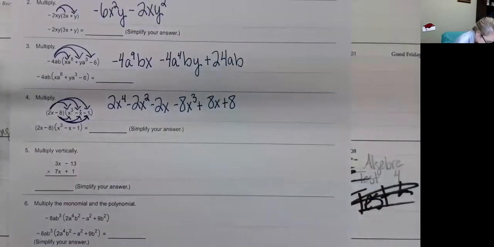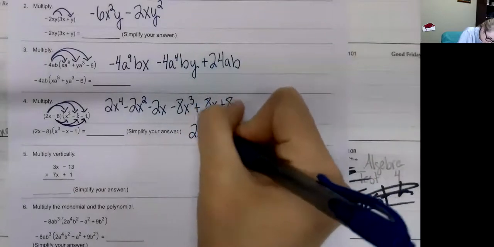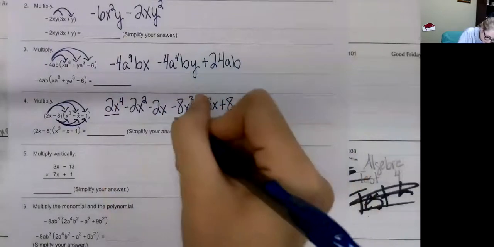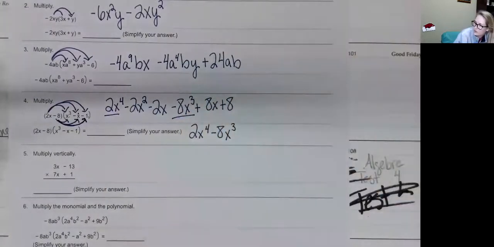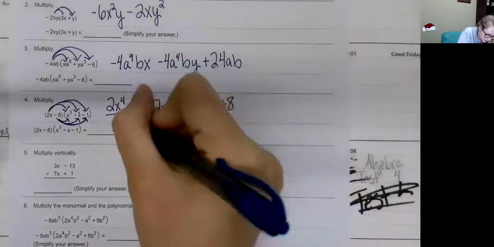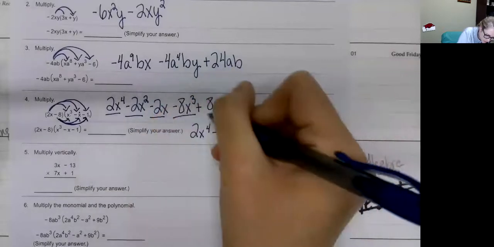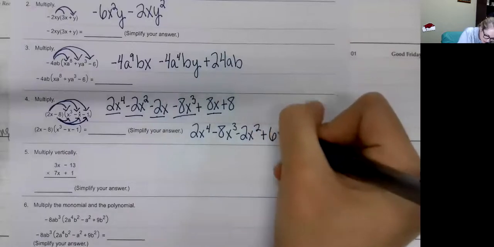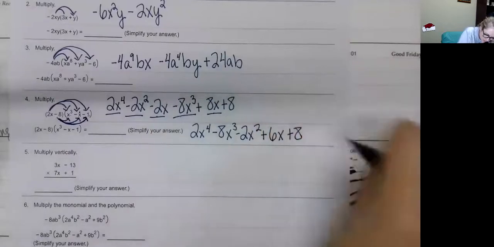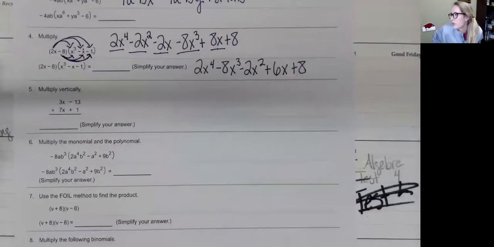Then we see if there's any terms we can combine. I only see 2x to the 4th, so I have 2x to the 4th. Then I have 8x cubed, and you write them in order with descending exponents. And then we have x squared. I have 2 just x's, so I have a negative 2 plus 8, so that would be 6x plus 8. And that would be your answer on that one.